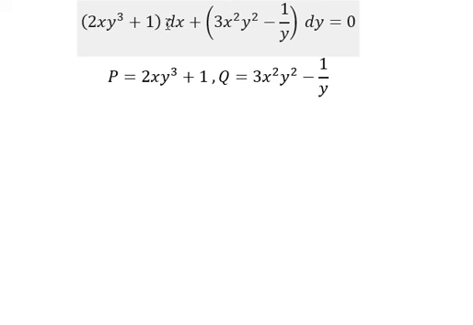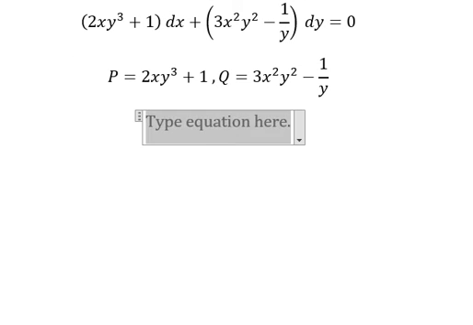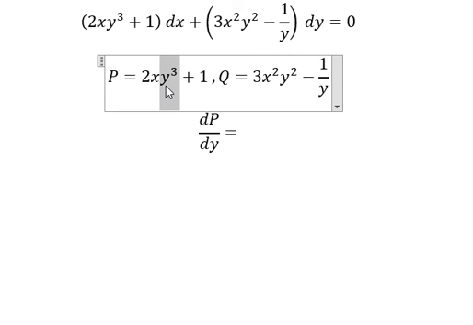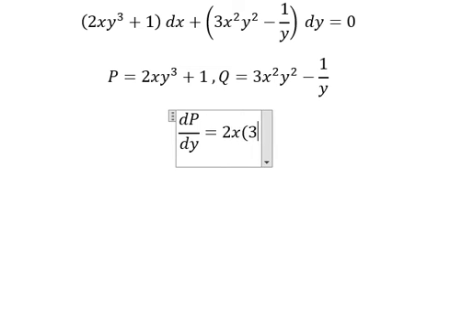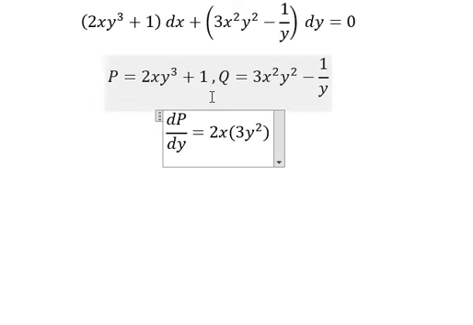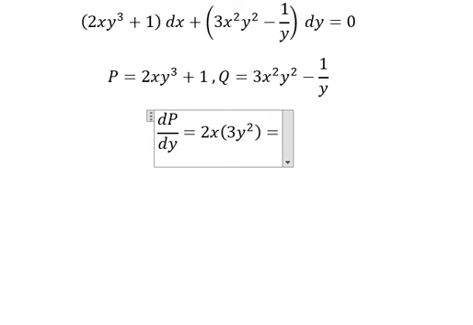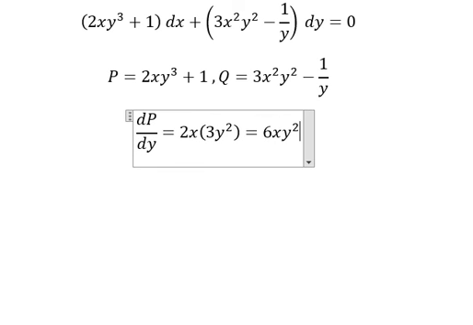Because we have the s, we first need to take the derivative of M with respect to y. We just have only y to the power of 3. The derivative of y to the power of 3 is 3y squared. This one is a constant, so you get 0 here, and we can simplify like this.